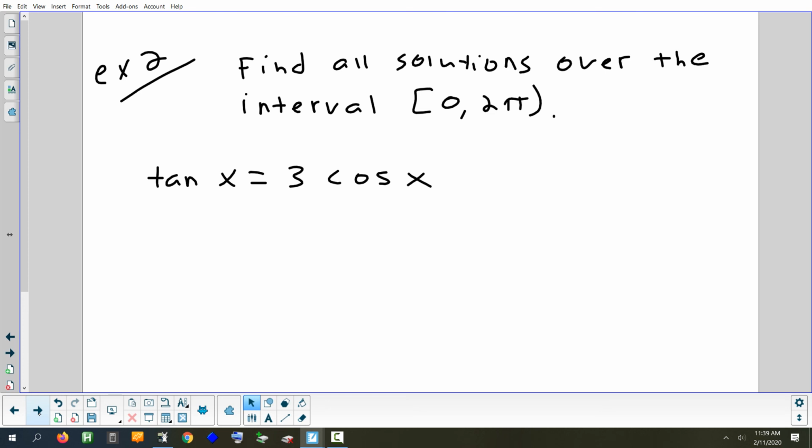Find all solutions from 0 to 2 pi. It's nice when they give you the interval, because then you don't have to worry about finding LCMs and all that stuff. They told you, 0 to 2 pi. Is that a quadratic equation? It will be. We just have to figure out how to make it. Any thoughts on what I could substitute here?